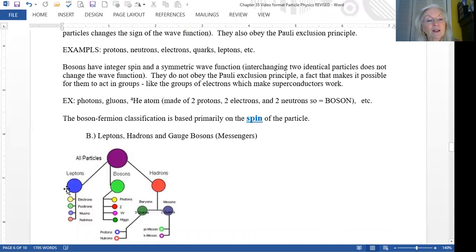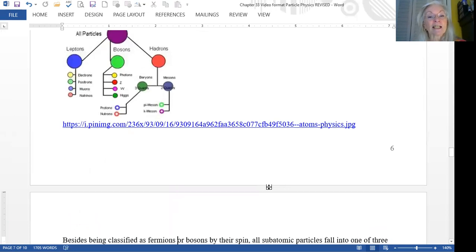them up into leptons. That would be electrons, positrons, muons, neutrinos, or bosons. That would be photons, the Higgs boson, the W and the Z boson. If we look at hadrons, hadrons are subdivided into baryons and mesons. So we have subparticles. Notice that baryons, well, that's where the protons and the neutrons fall under that classification. So it's just a way of grouping things depending on how you want to study them.